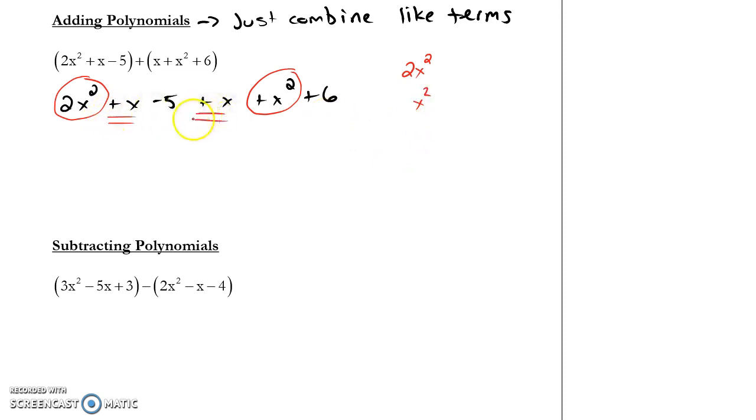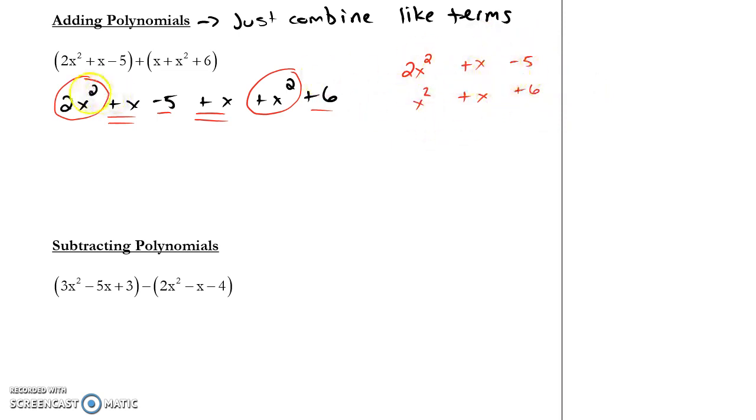A plus x. Here's another plus x. That's a 5. That's a 6. Not like terms. I can put those here. A plus x with this and a plus x with this. And then we also have a minus 5 and a plus 6. Those are like terms because they're constants. Minus 5 and plus 6. If it helps you to group them this way, go for it.